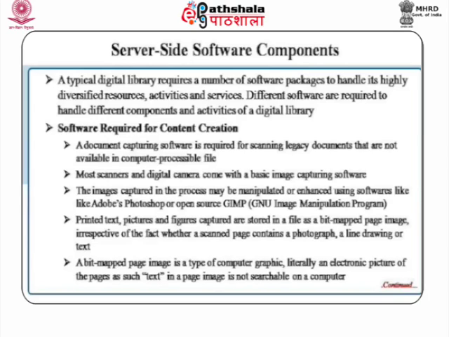A bitmap page image is a type of computer graphic, literally an electronic picture of the page. As such, the text in a page image is not searchable on a computer. The bitmap pages are converted into textual files using OCR, that is Optical Character Recognition software. Most document imaging software have an OCR package built in. A number of OCR packages are also available as separate utilities. Converting material already available in digital format into PDF requires Adobe Software Suite or any other similar conversion software.